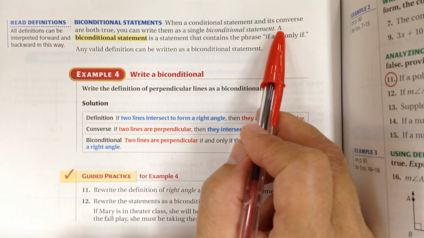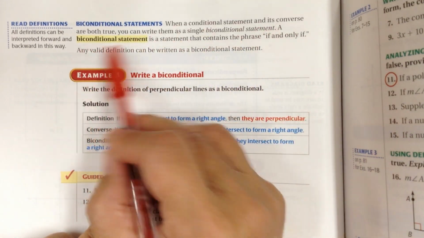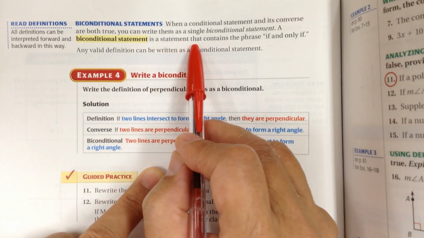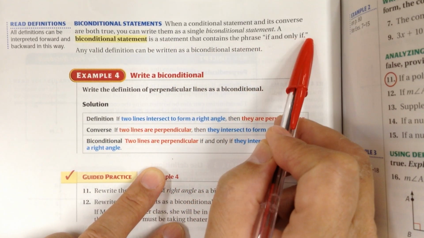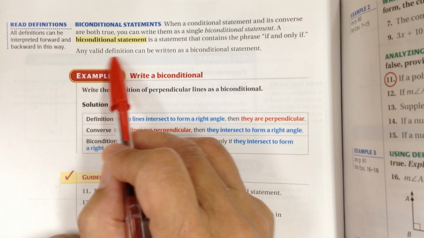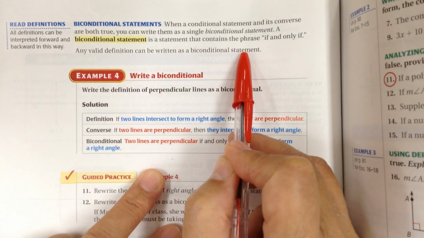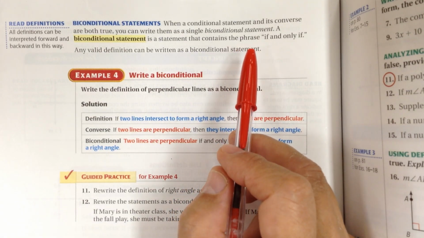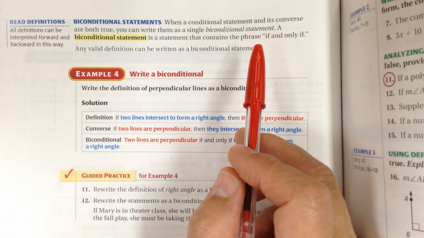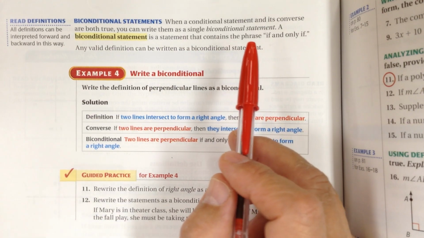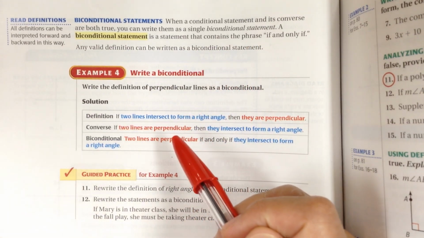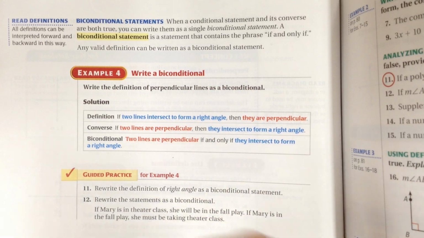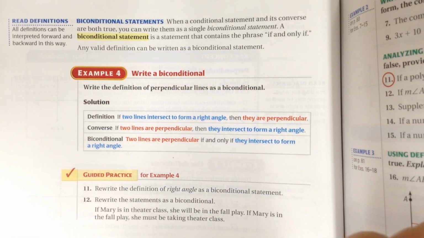It says a biconditional statement is a statement that contains the phrase "if and only if," and any valid definition can be written as a biconditional statement. What it's saying is, think about the street. A conditional statement is if-then, right? That is like a one-way street. You only can go down one direction. If you go the opposite direction, you may get into an accident, for example.